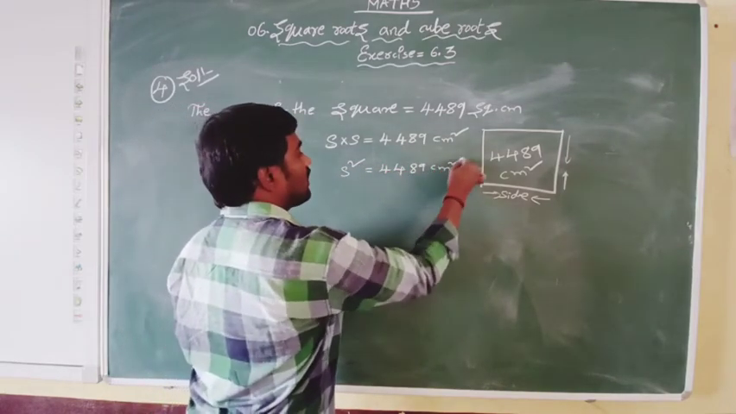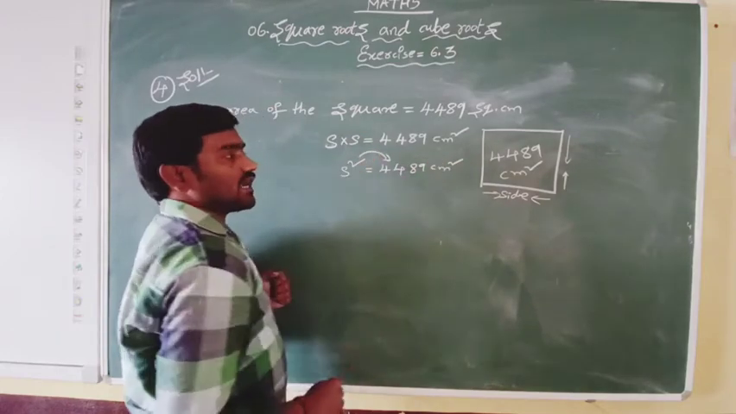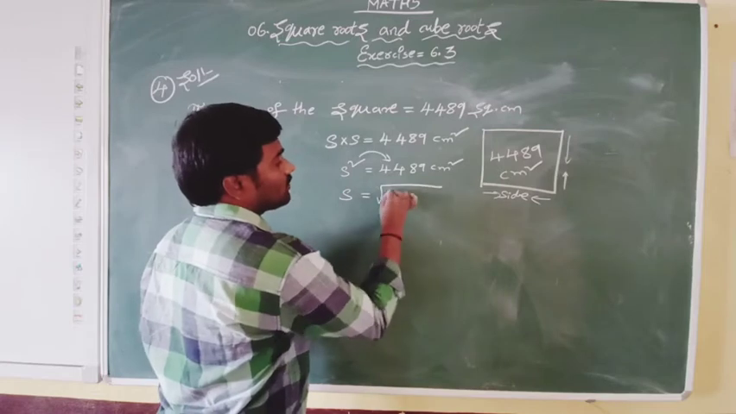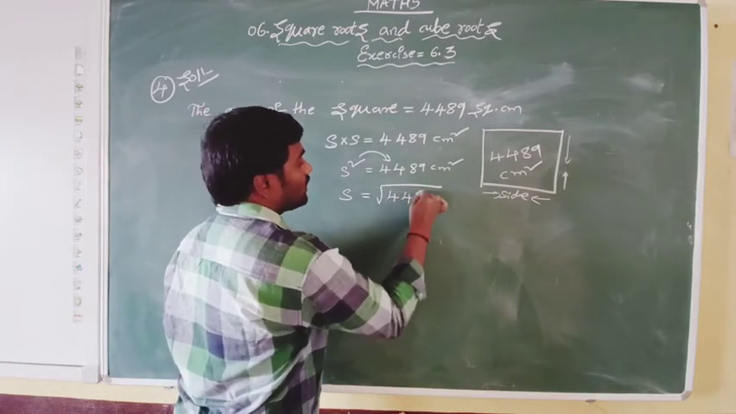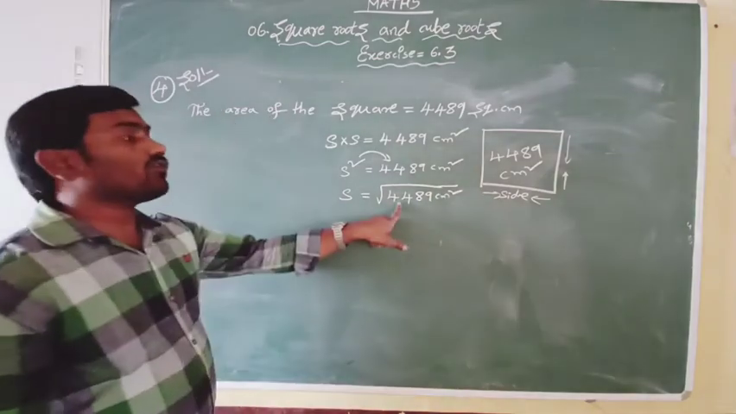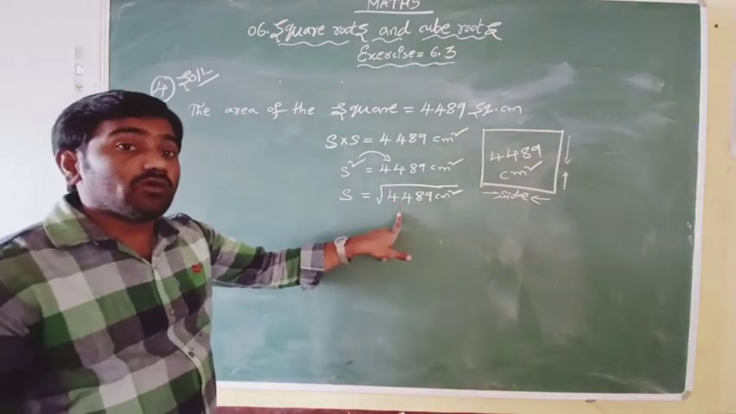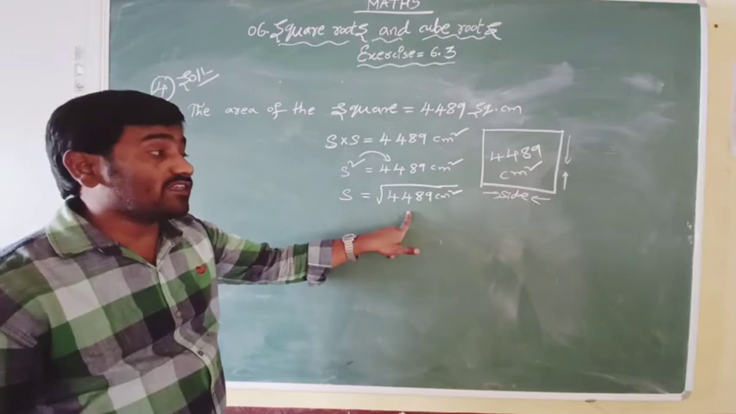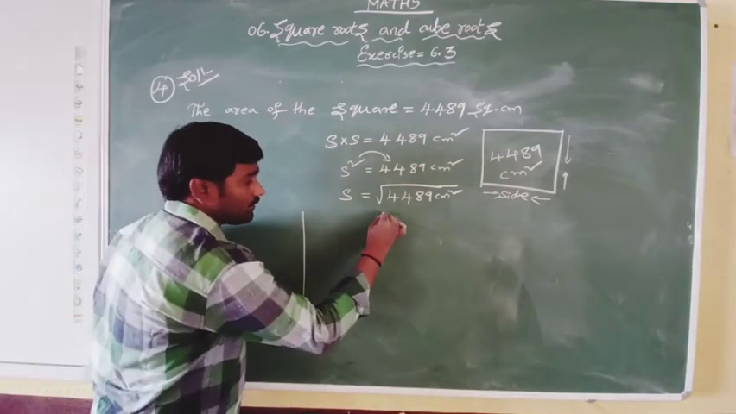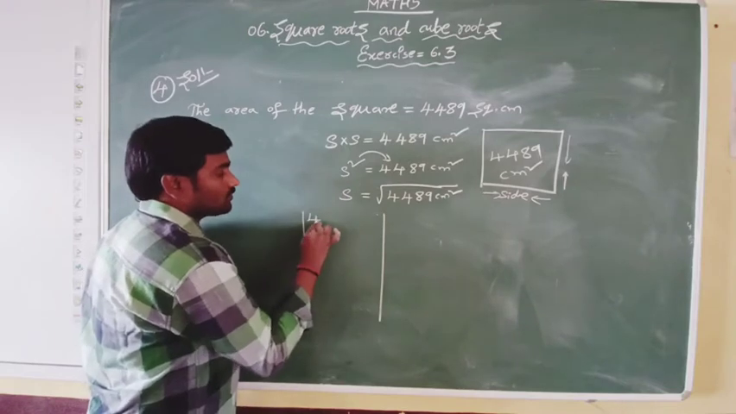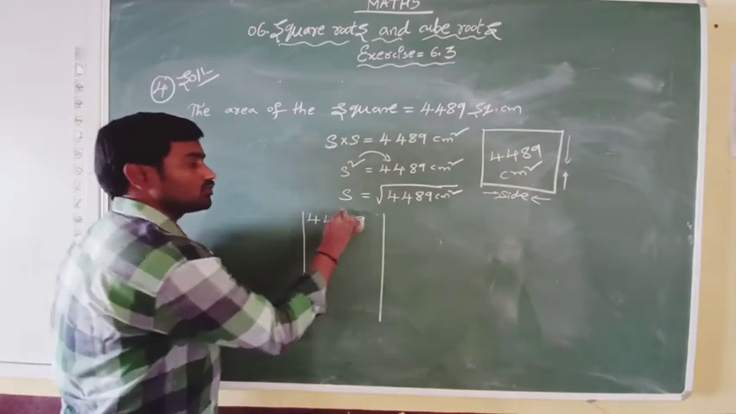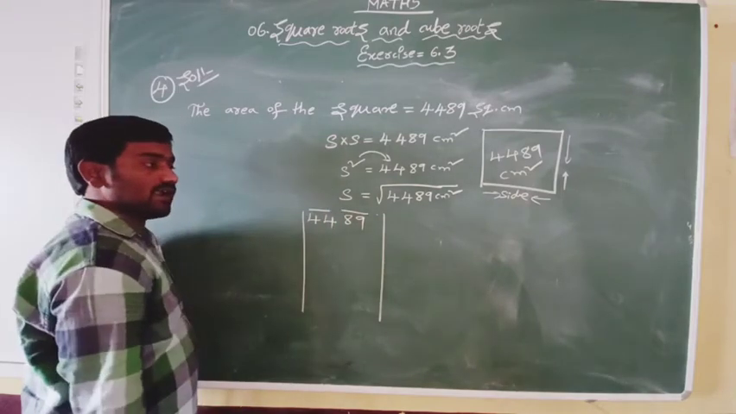S into S is nothing but S square, equal to 4489 centimeter square. When the square is transferred to the other side, it becomes a square root. So S, the side, equals under root of 4489 centimeter square. So the square root we need to find out. Again, we know the process of finding square root by the division method. Let us find out. Here 4489, 2 and 2 as divided.